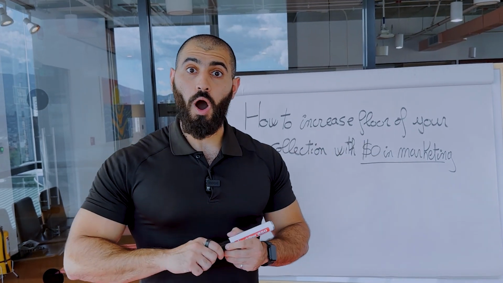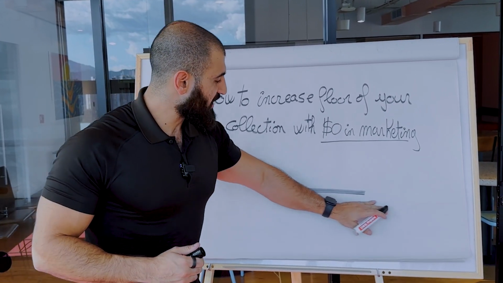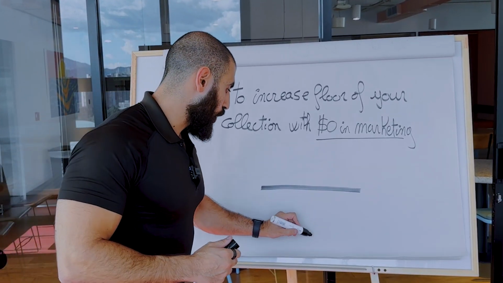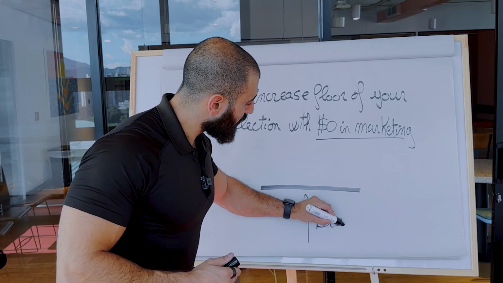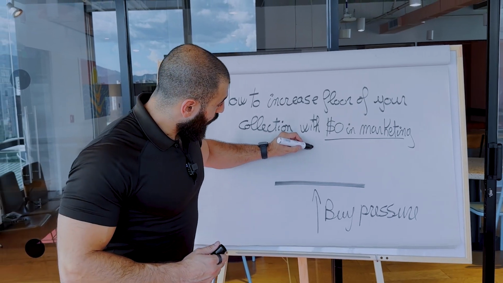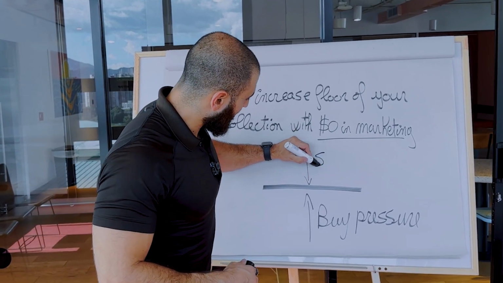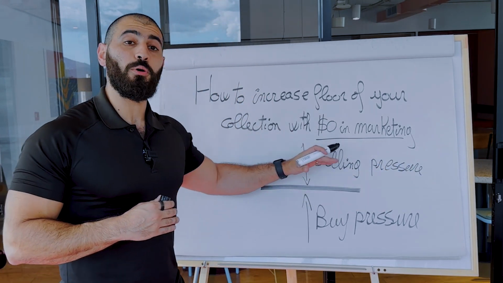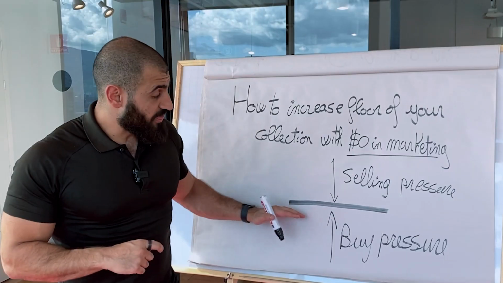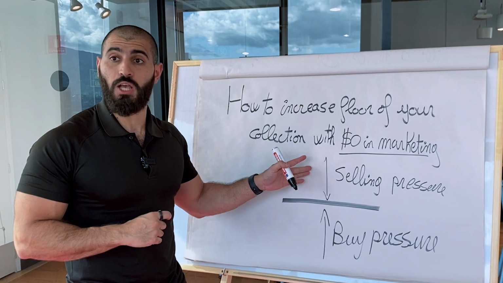And the way I want us to start thinking about floor price is the following. Imagine if this line right here was your floor. What we have at the bottom is the buy pressure into your collection. What we have at the top, the sell pressure, people selling your collection. And this line right here moves in correlation with the buy pressure and the sell pressure.